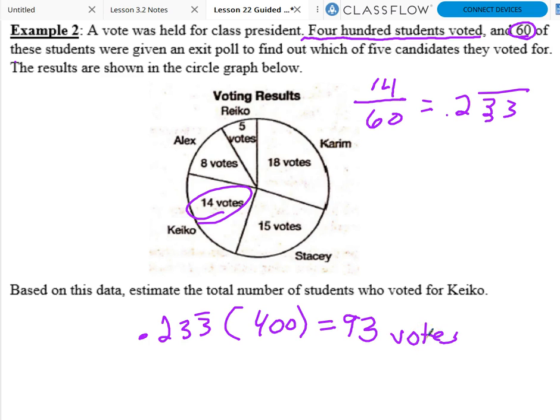Okay, so we would anticipate that looking at this, Karen would end up winning the election just because they have the most people that voted for him in our exit poll. Is that certainly going to happen? No, but exit polls are just kind of used to make predictions about what's going to happen. All right, so at this point, you can move on to the next video to look at the rest of the examples.